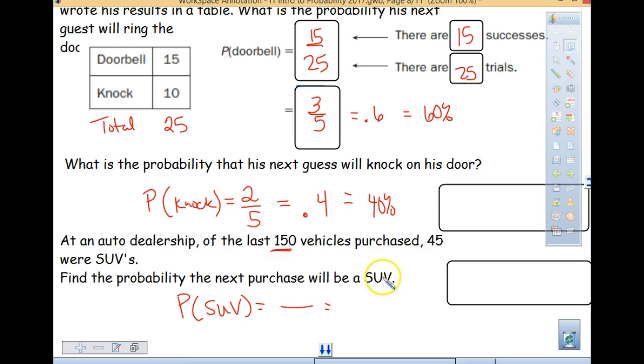Jacob, you're going to start with what number in the numerator? 45. 45 over 150. We would simplify that to 3/10. Jack Tarver, what'd you have for your decimal and percentage? 0.3 and our 30%. Okay?